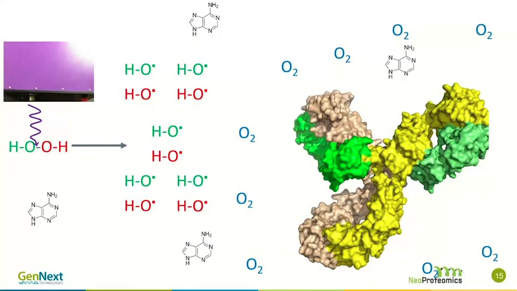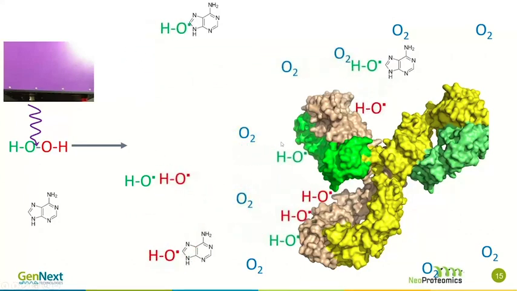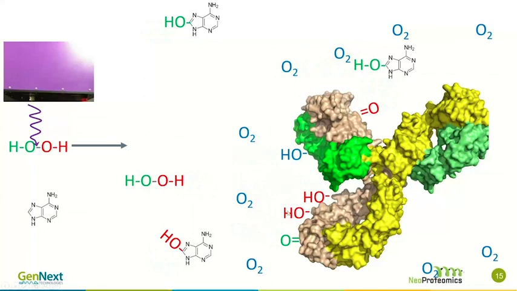Let me just give you a quick view of how this works, okay? So we have our protein in solution. We have adenine as one of our scavengers. Of course, we have oxygen in solution just from the air. And we use FPOP to generate a burst of hydroxyl radicals. These hydroxyl radicals diffuse through solution. Some of them encounter the protein and oxidize the protein. Some of them encounter adenine and oxidize the adenine.